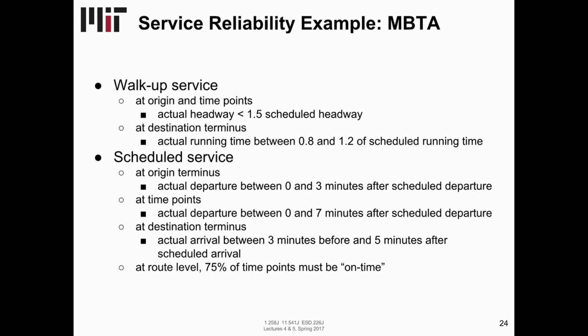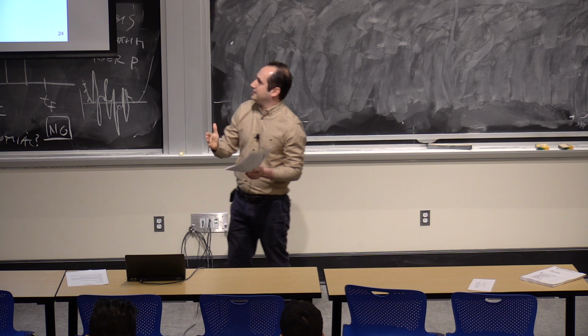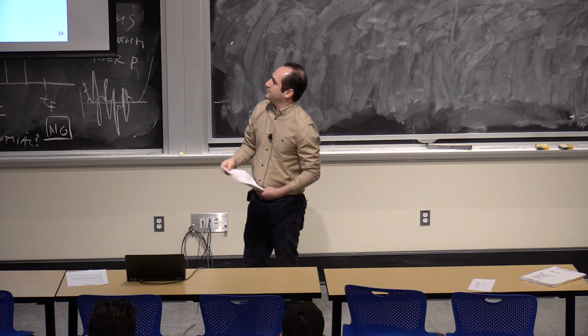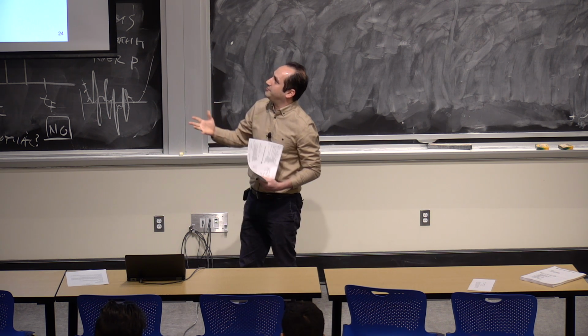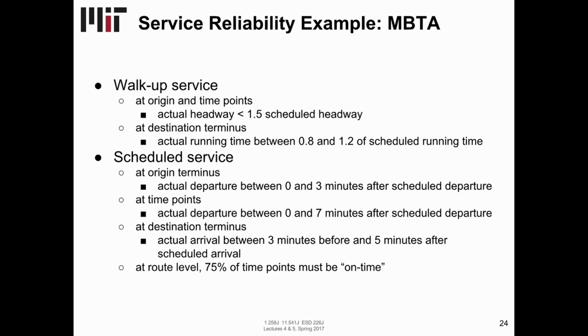And then at destinations, it also defines another measure that deals with the scheduled running time. So basically, there are 2 hooks that it measures the service based on. One is the regularity of service. It wants to measure cases where headway is longer than expected, like 1.5 times the scheduled headway. And the other constraint is that the actual running time is between 0.8 and 1.2 of the scheduled running time.